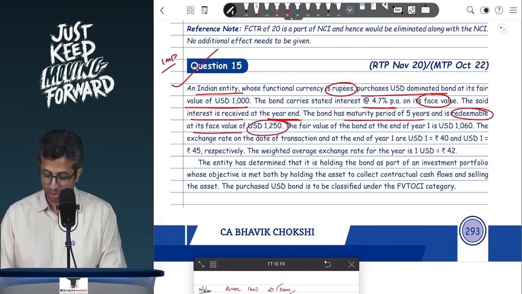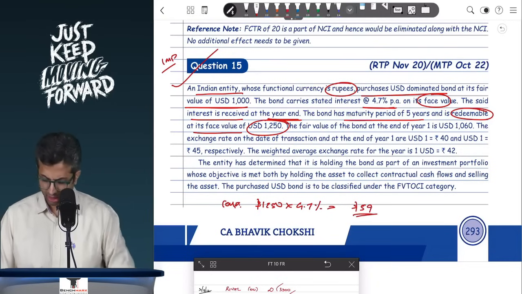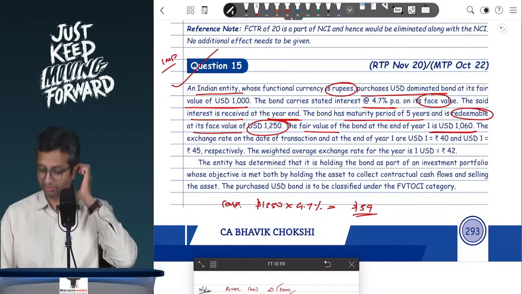So the face value is 1250, and hence if I were to find the coupon, it is 1250 into 4.7%, which will come to around 58 point something. If I round off, this is around $59. The fair value of the bond at the year end is 1060. So you have been given the fair value.